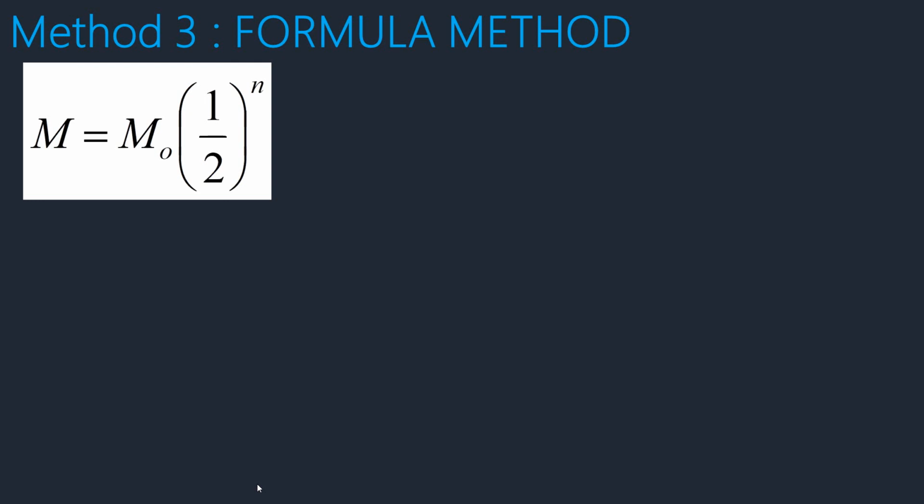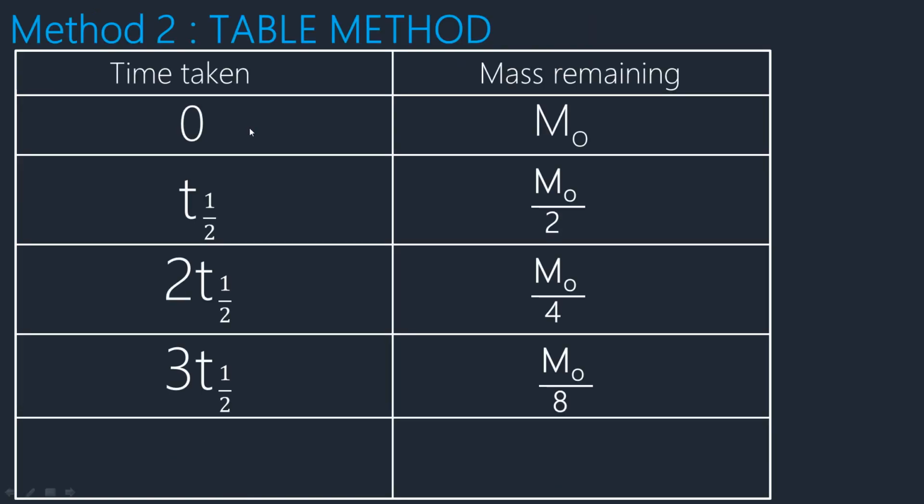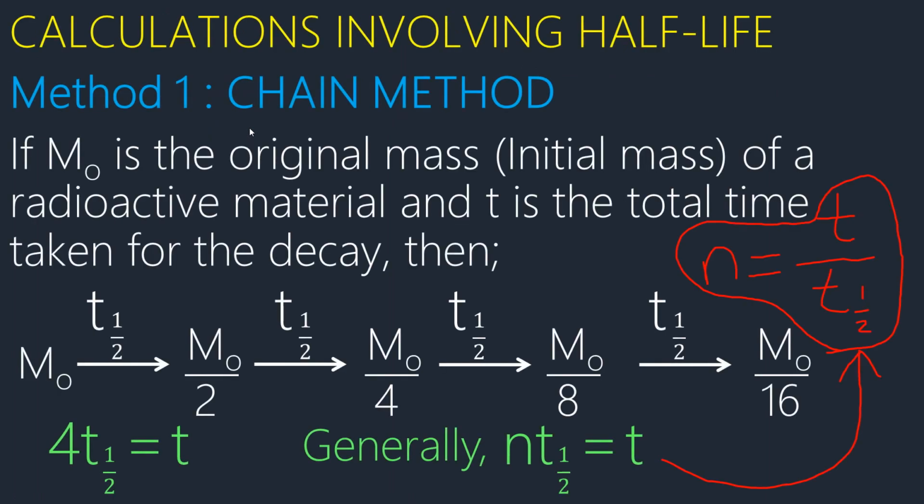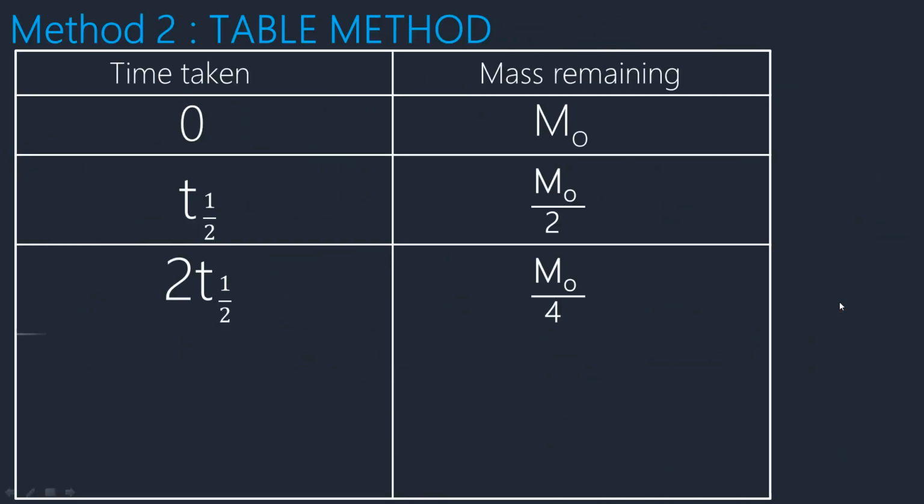Now, this formula is very easy to remember. M is equal to m0 times a half power n. Remember, what was our n? We talked about it. Yes, here we said n is equal to T over T1/2. Don't forget that, please.